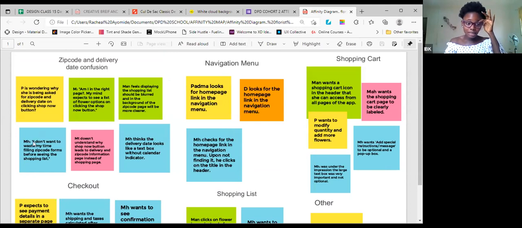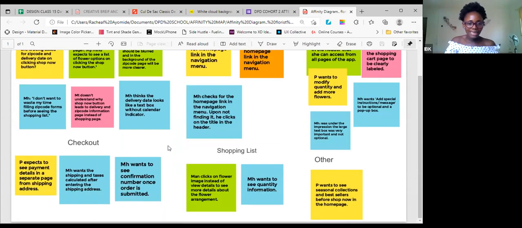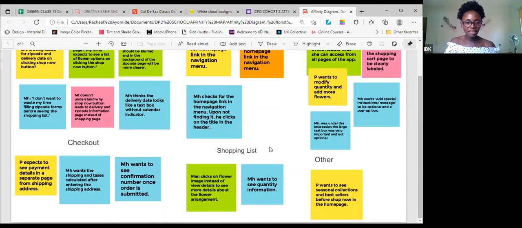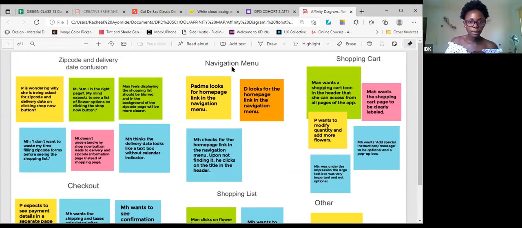If you look at the blue one here, I hope you can see my mouse, it says MH. The title is MH. The blue one here too is MH. So each color is for each participant. Like I said, use a color of sticky notes for each participant so that you know who is saying what. So this is an example of an affinity map.